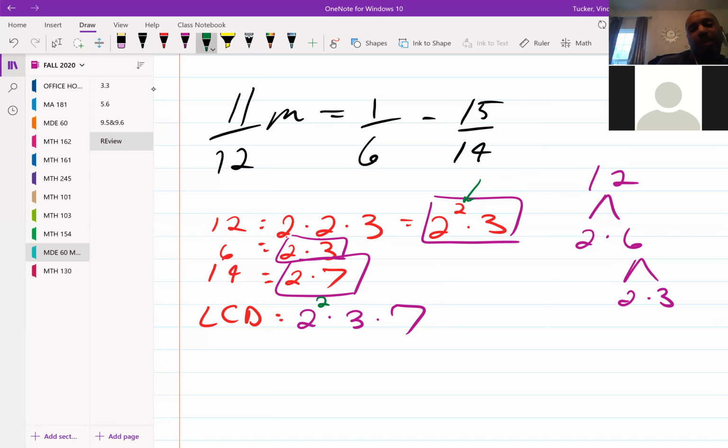So now, is that a little better? Yeah, so then how do we go about the next step with solving this? Go ahead and multiply them together. So 2 times 2 is 4. 4 times 3 is 12. And then 12 times 7 is going to be 84.